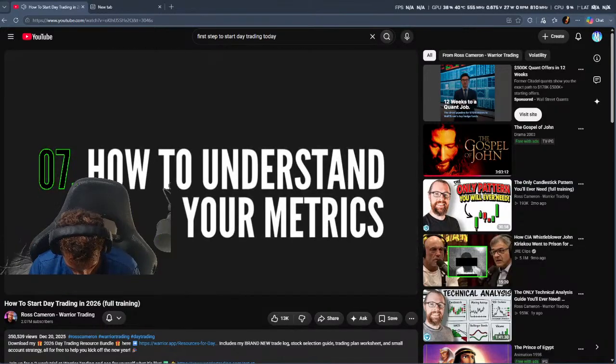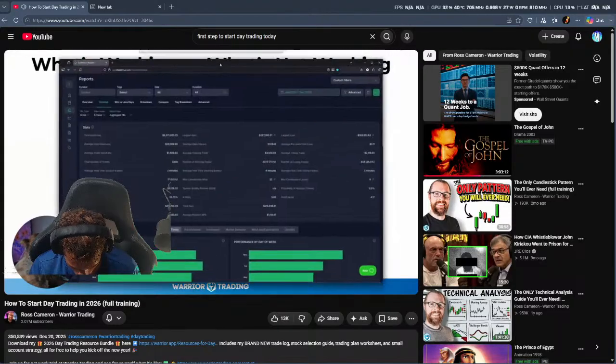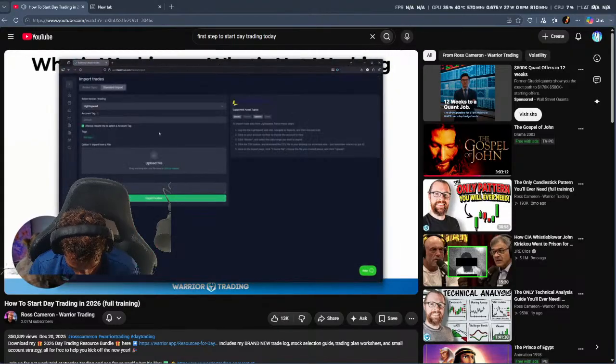Number 7, it's very important to understand your metrics. And so one of the things that I'm doing whenever I'm trading is I'm tracking all of my trades. Now there's a couple different ways that you can track your trades. So what I do for all of my trades is I use this software right here, and I can import my trades right here, and you'll see you can import trades from dozens of different brokers.